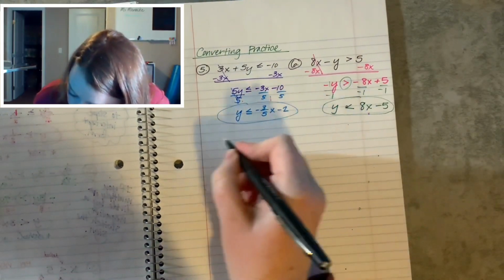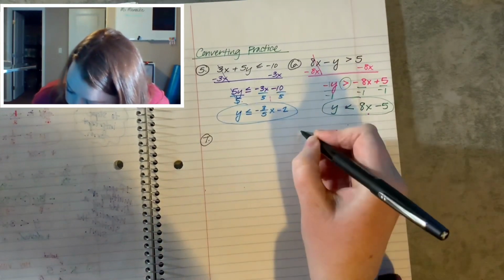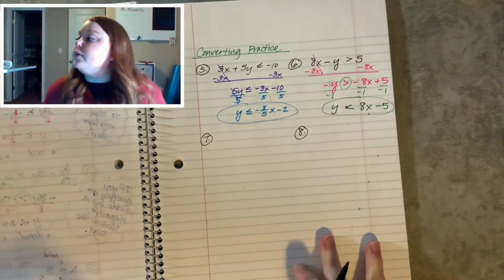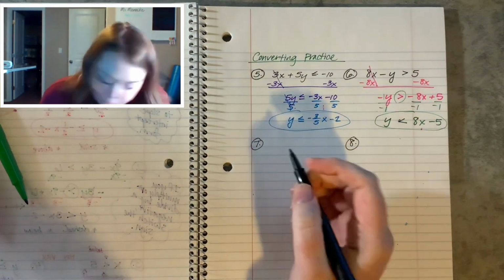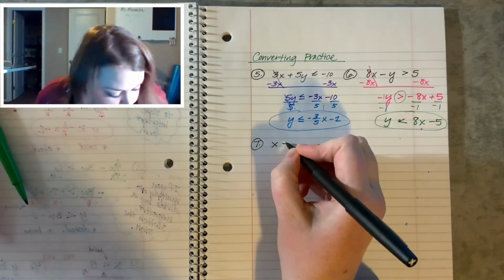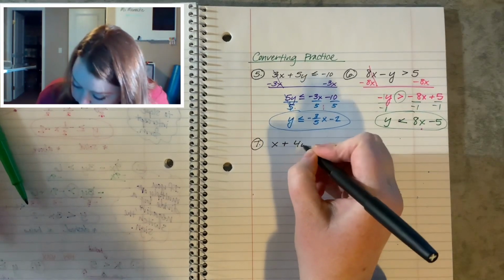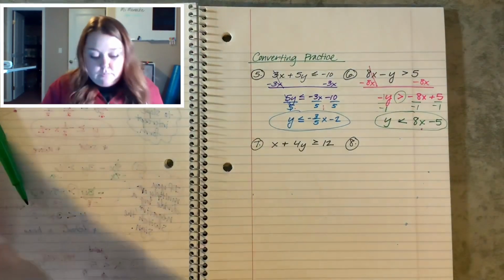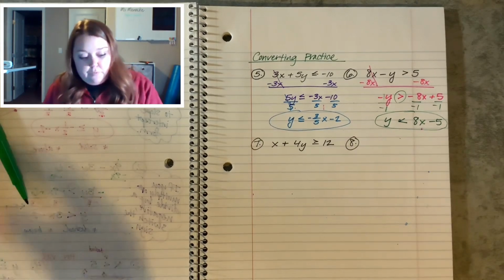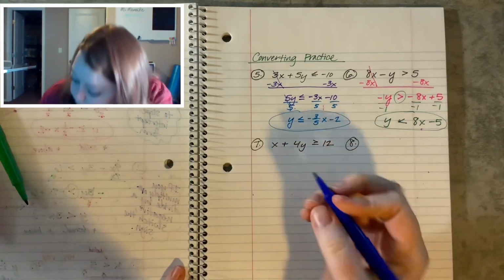Do one more together. And then number 8 will be your one to practice for entry test. Here you go. x plus 4y is greater than or equal to 12. Pause the video, hit play when you're ready to check.